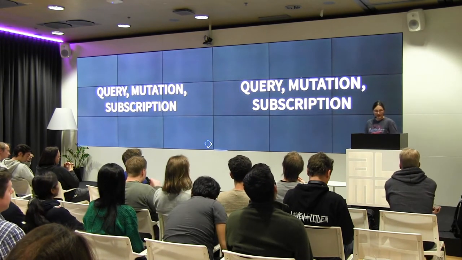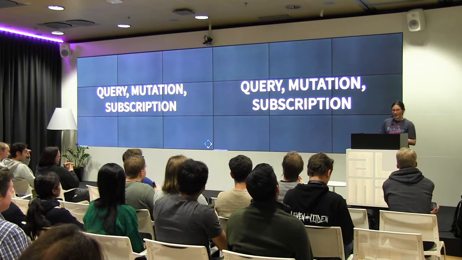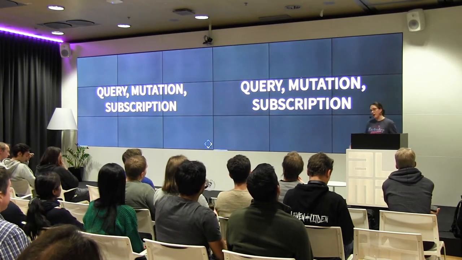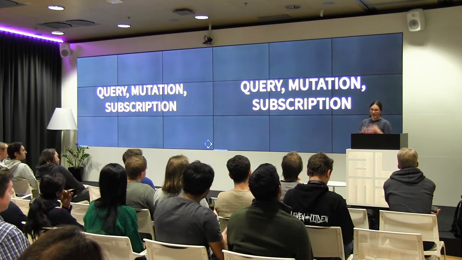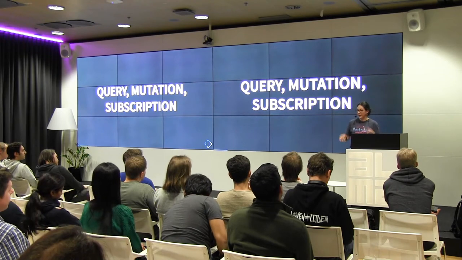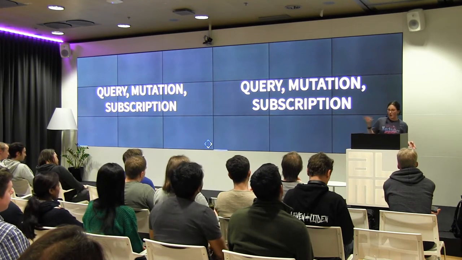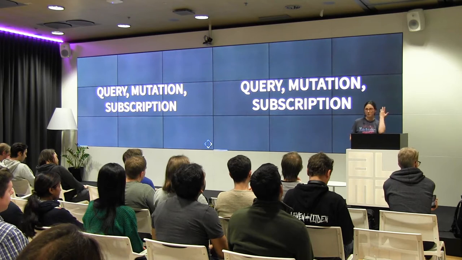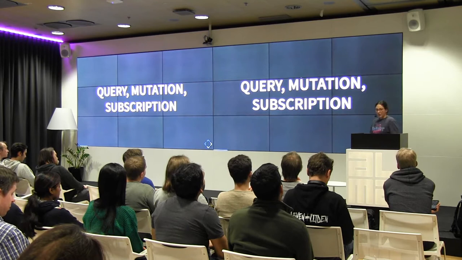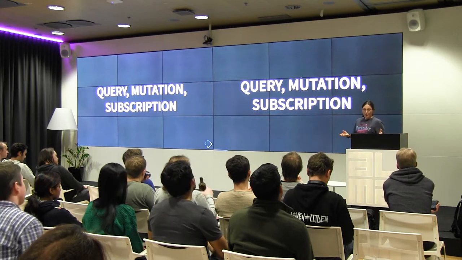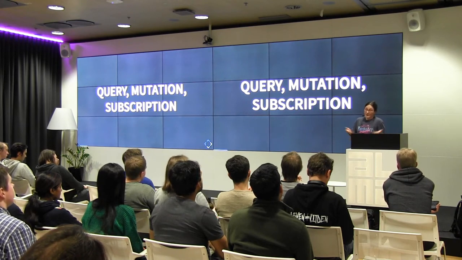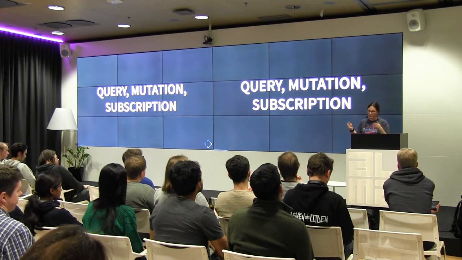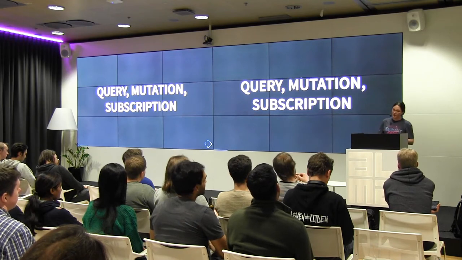So first of all, if you compare GraphQL to REST, when you want to get something from REST, you are using the get verb there. And when you want to post something there, you're using the post, and so on. With GraphQL, when you want to get something, you are querying it. And when you want to do basically everything else, you are using the mutation. And then there are subscriptions.